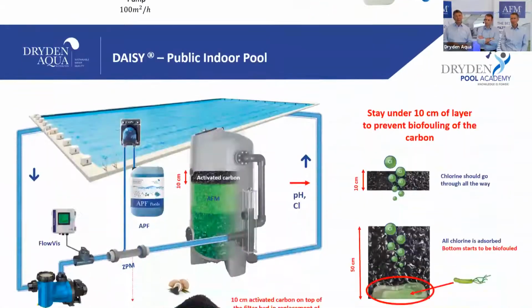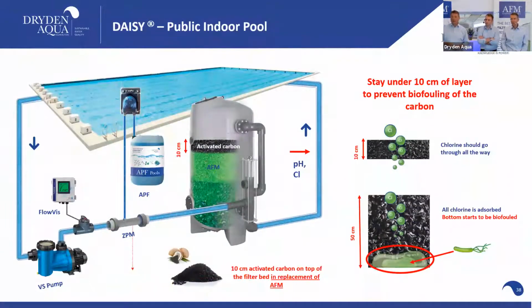So that's not the problem. It's really the indoor pools because you don't have the sun. So you're missing this. And what Florent explained to us is that the best is just to add a 10 centimeter layer of AFM, that activated carbon. And then you don't have problems with biofouling because you still will have chlorine after this 10 centimeters. You will lose roughly 50% of the chlorine, but you will still have chlorine that will create the free radicals on the surface of the carbon.